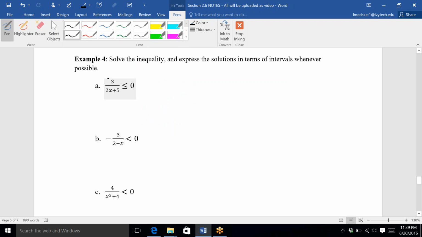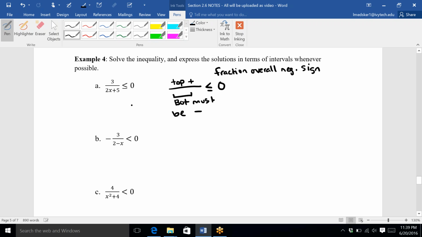Okay, so notice that 3 is positive. So the top of my fraction is positive. I want my fraction to be less than 0. Less than 0 means that the fraction needs to have an overall negative sign. Well, if your top is positive, the only way for that to happen is the bottom must be negative. And that makes sense. That's kind of like that reciprocal property. If this is positive and this is a less than, the bottom has to be negative.